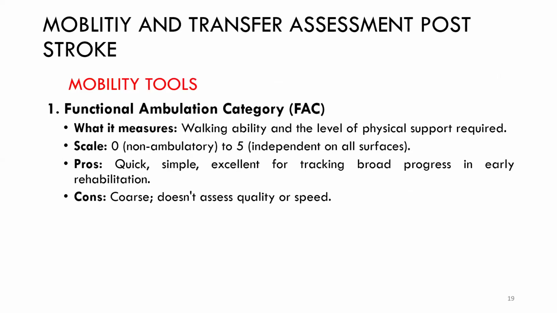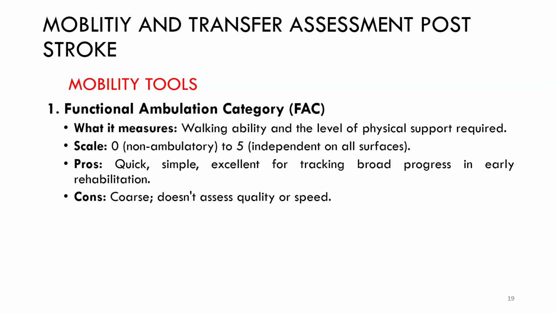So we should look at the tools that we can use to assess mobility and transfer post-stroke. The first one is the Functional Ambulation Category, otherwise known as the FAC. This tool normally measures walking ability in the individual. It involves the individual performing a task, so it is a performance outcome measure. It is normally scored from 0, 1, 2, 3, 4, up to 5.